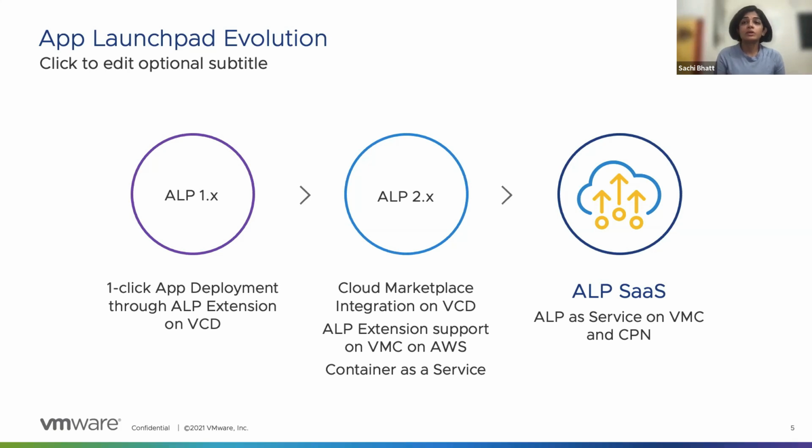And the next one we are going to talk about today is the App Launchpad SaaS version, where we don't have to install the App Launchpad extension on each and every VMware Cloud Director on-prem or on the VMC. We also introduced support for VMC SDDC. So a customer can now deploy any application on VMware Cloud SDDC infrastructure if they have a dedicated SDDC and they are not using VMware Cloud Director for any reason.